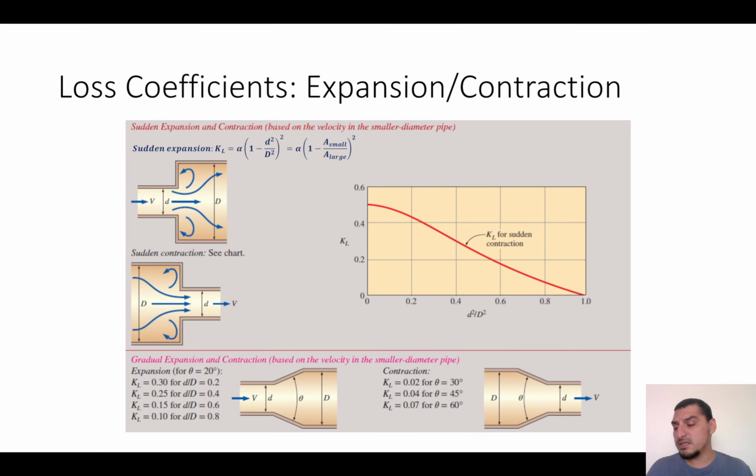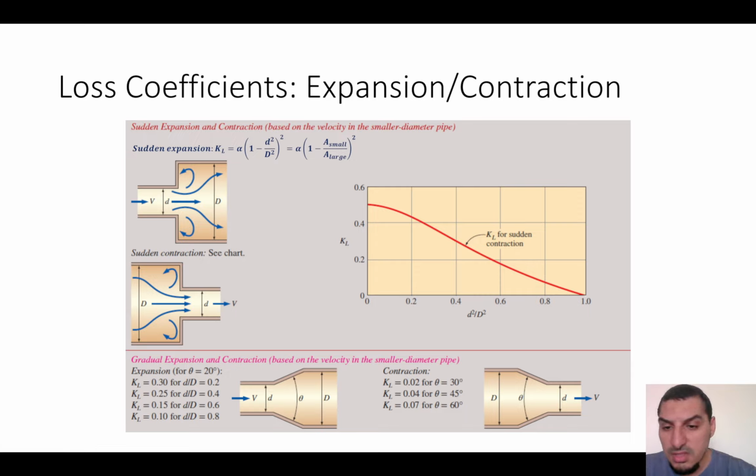One more detail here. It's important that we know that the loss coefficient is substituted in the equation KL times U squared over 2g. So we have two velocities in this case: the velocity in the smaller area, and the velocity in the large area. So which one should we substitute with?